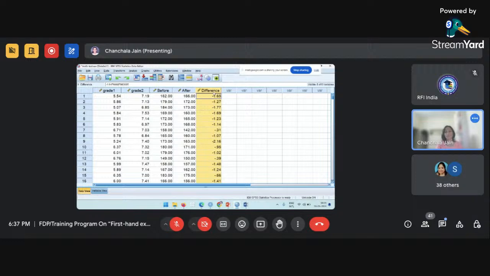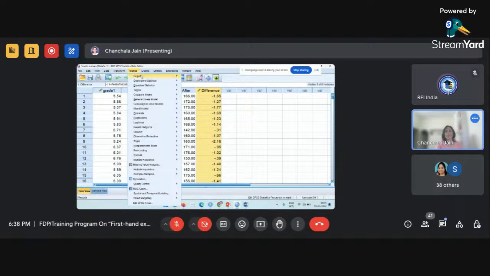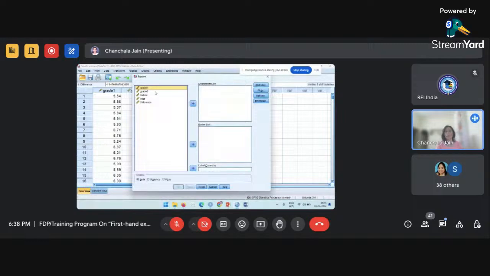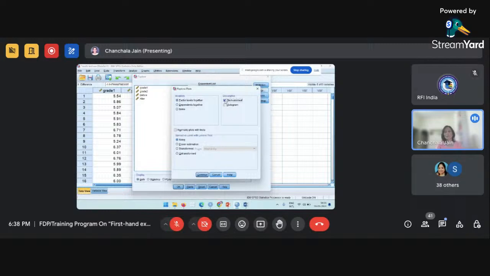Now for this difference, we need to check the remaining two assumptions of outliers and normal distribution. For that, again, you need to proceed with the same procedure, that is Analyze, Descriptive Statistics, and Explore. You can shift the difference into the dependent list. You can click on Plots. You can deselect stem-and-leaf. You can click on histogram. You can select the normality plots with tests. It is done.